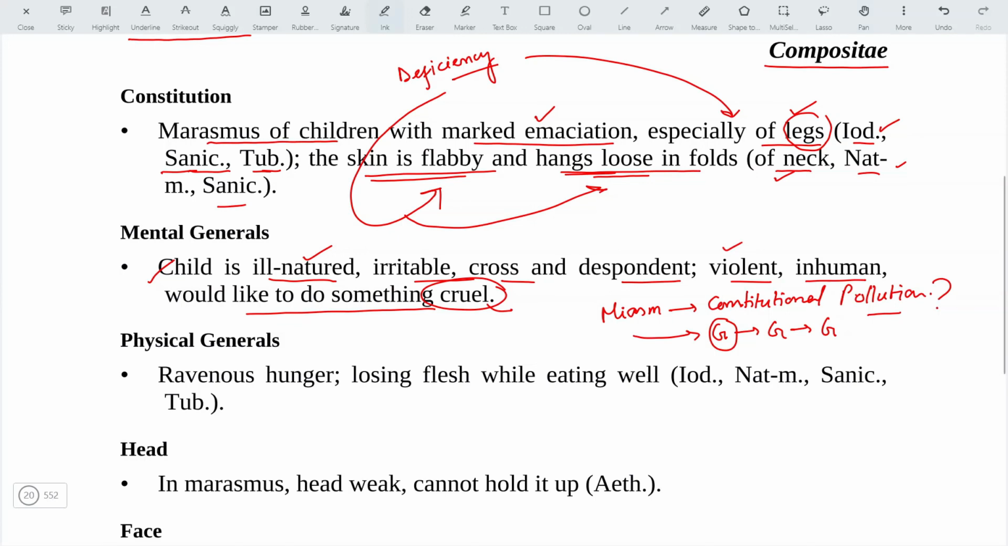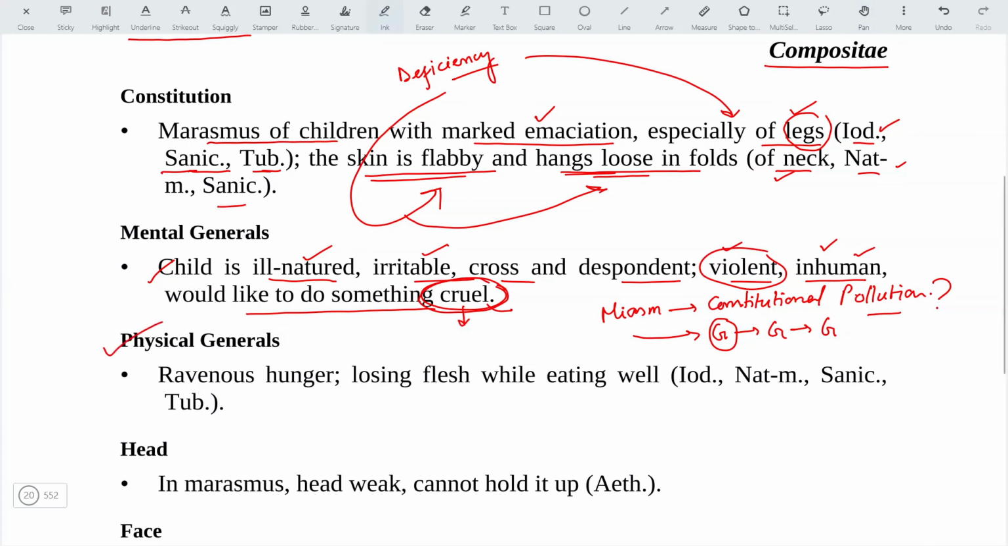They are violent, they are inhuman. They know this is humanly wrong, but they still do this. So this is how Abrotanum children or Abrotanum persons can manifest. Remember, they are irritable, they are violent, they are inhuman, and they are cruel. Most probably, we will use the term cruel.